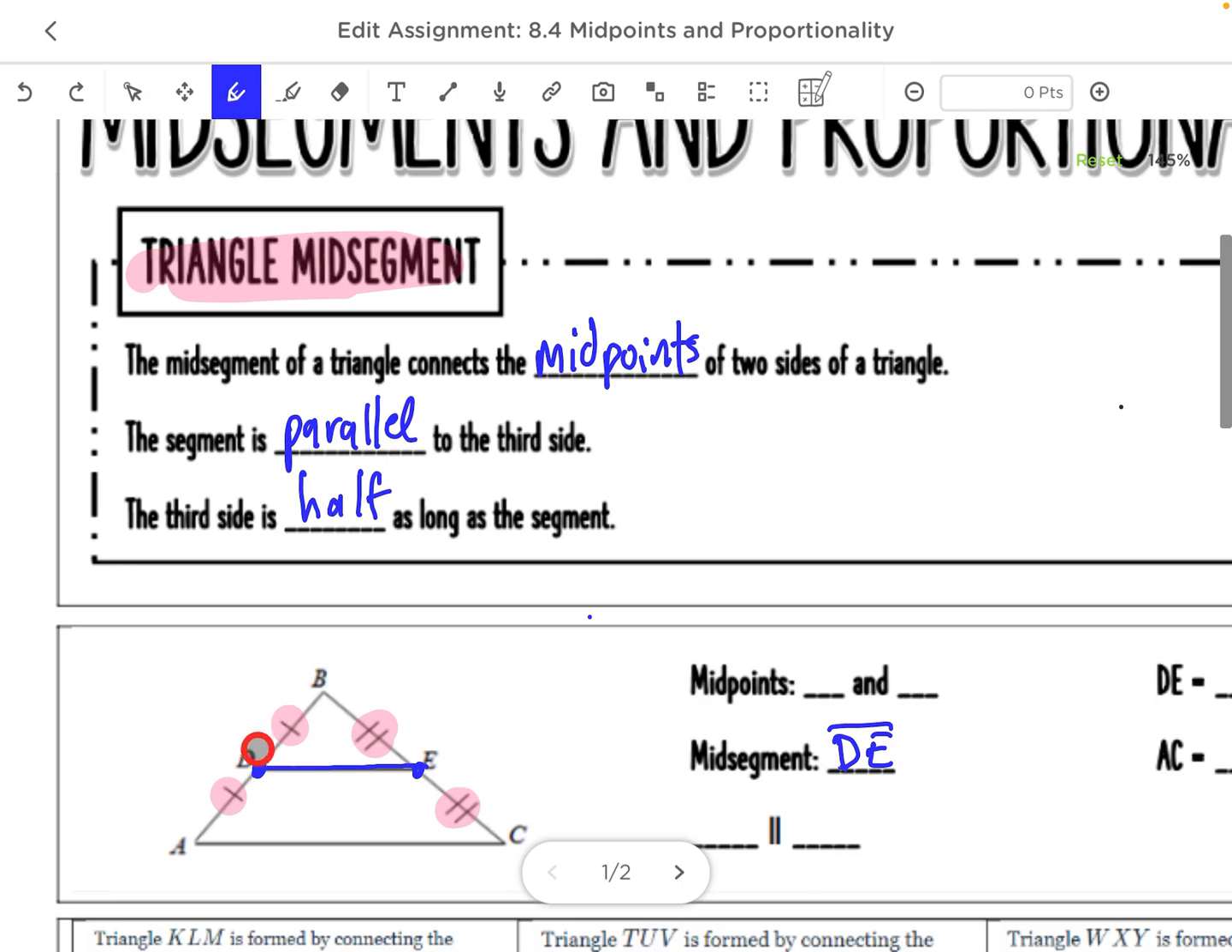Those midpoints are going to be point D and E. So this new segment is parallel to the third side. This is one side, that was the second, and that's the third. So this is parallel with that. And we remember parallel means they never touch, because they have the same slope. Remember that from Algebra 1. So that segment is parallel to the third side. So the third side is half as long.